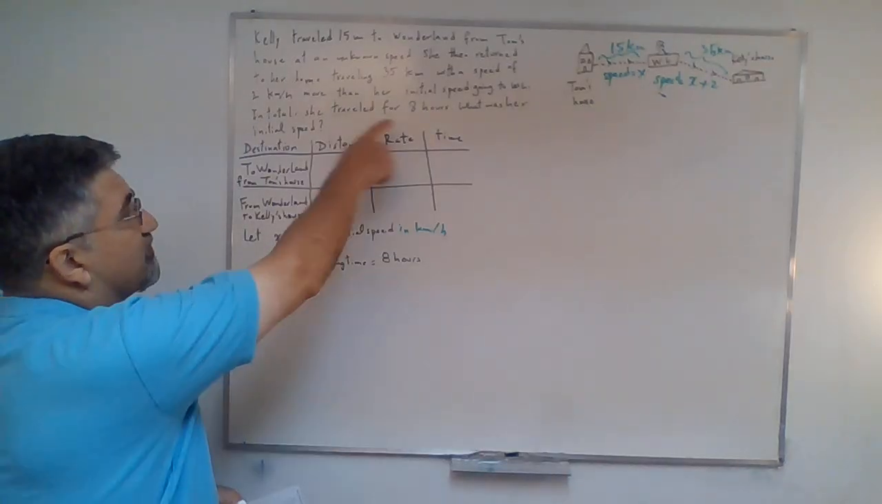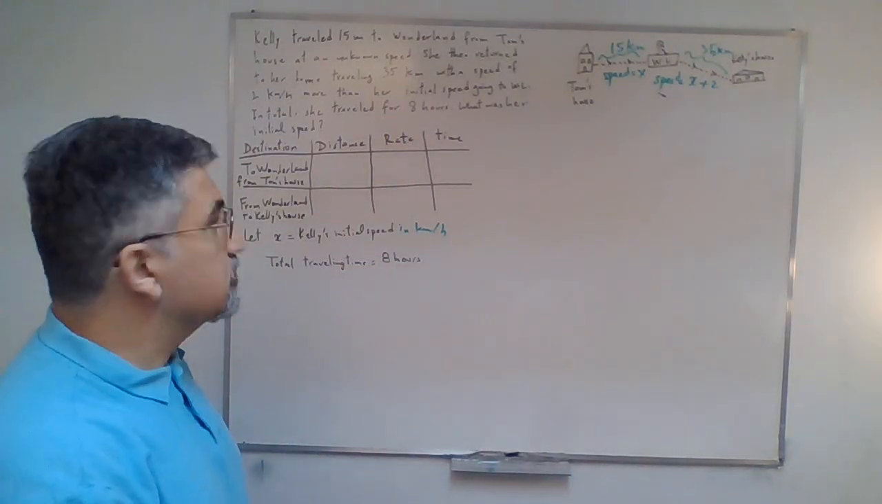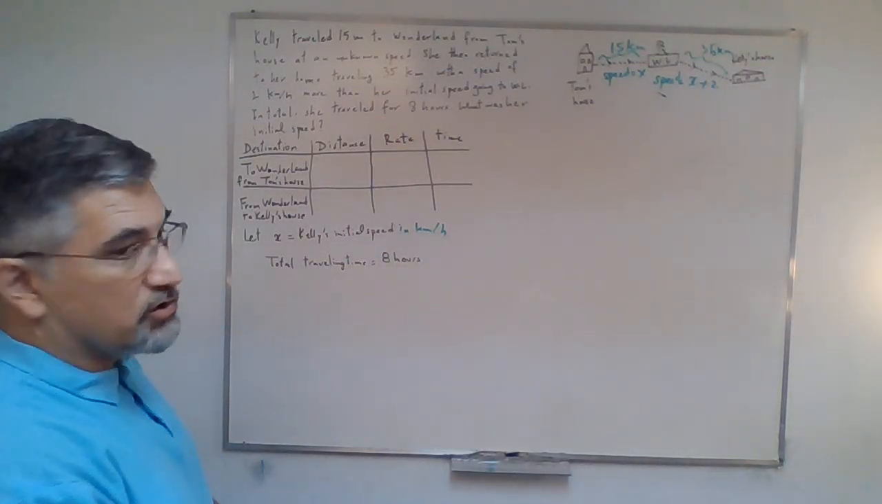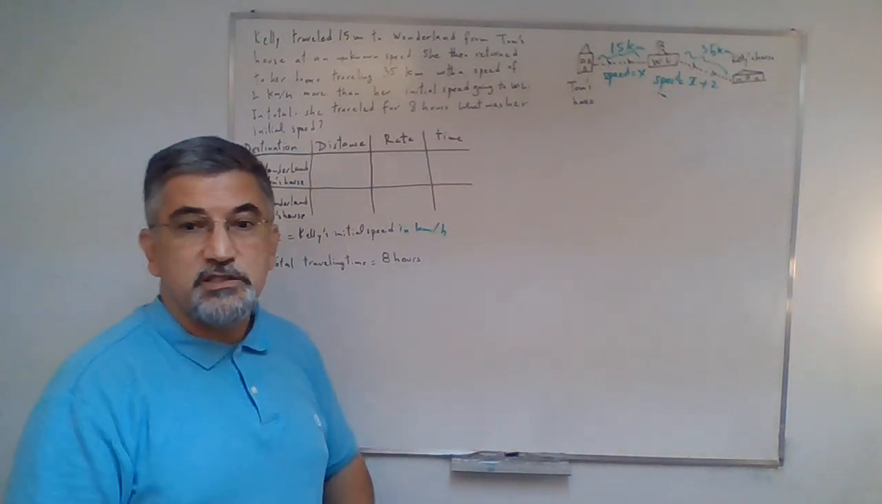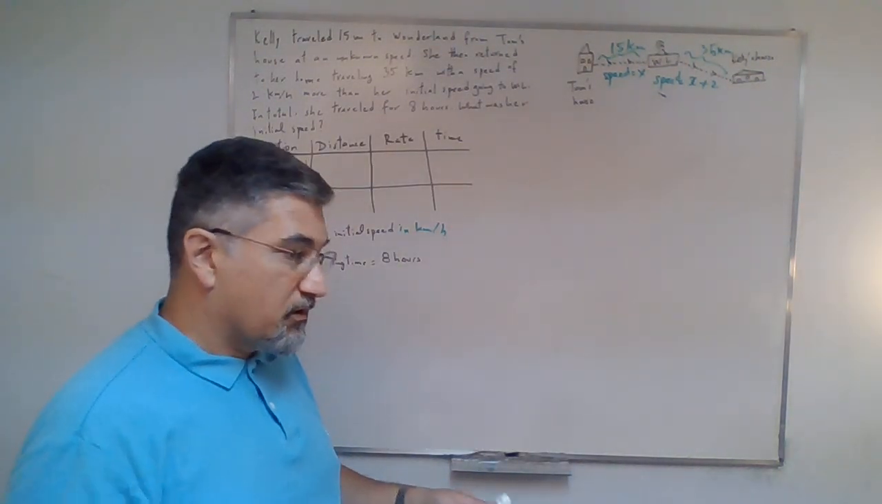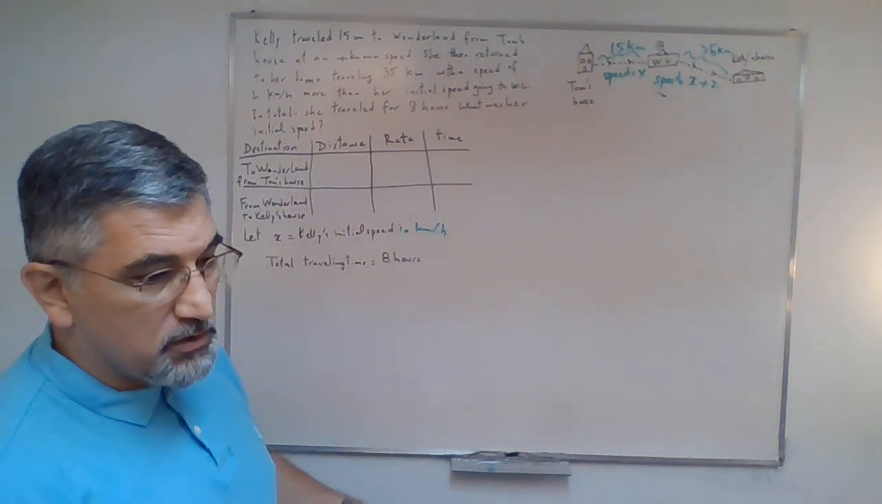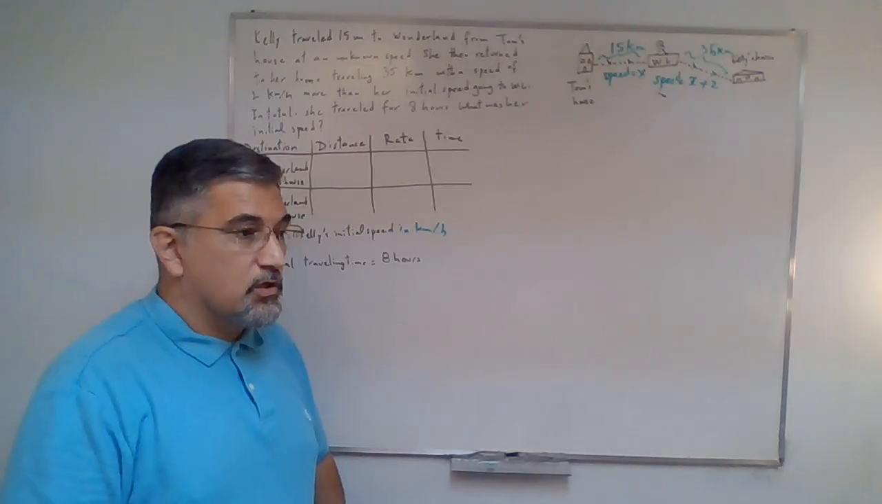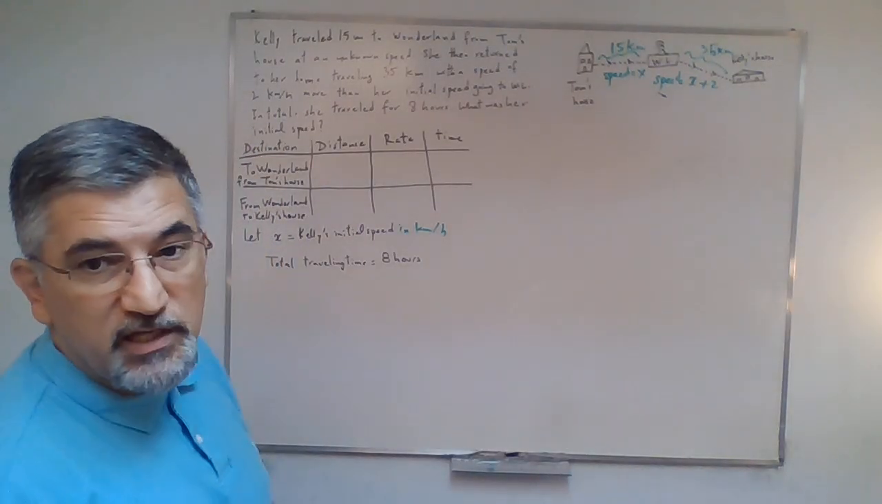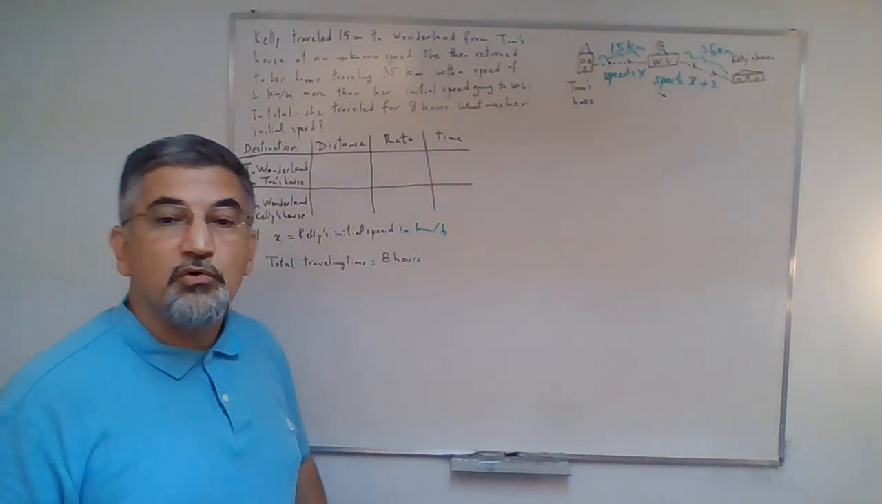And it says she traveled for 8 hours in total. And it says what was her initial speed? We need to find that out. Of course, we don't know if she was riding a bicycle, or driving a car, or maybe using a scooter. The question doesn't say that. Well, that's not that important.